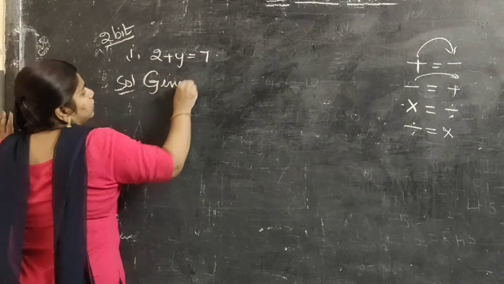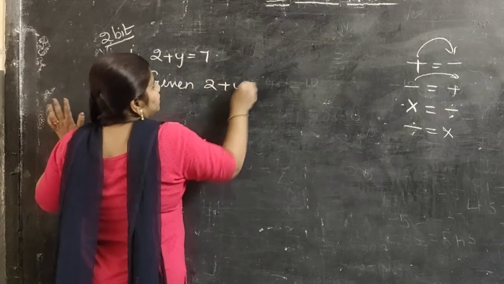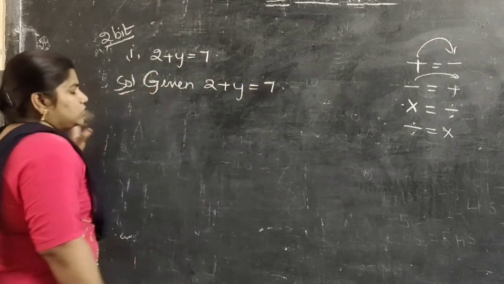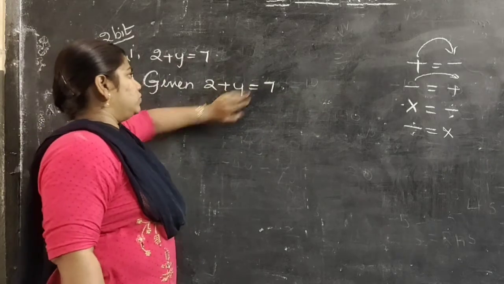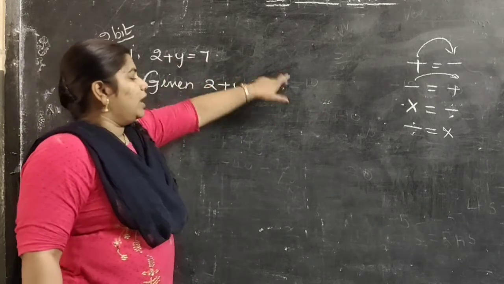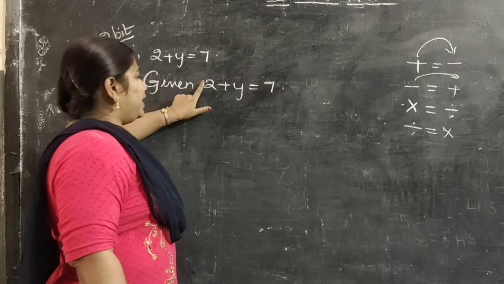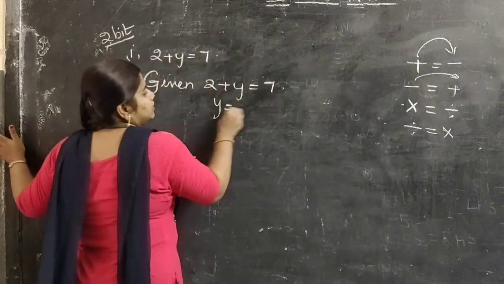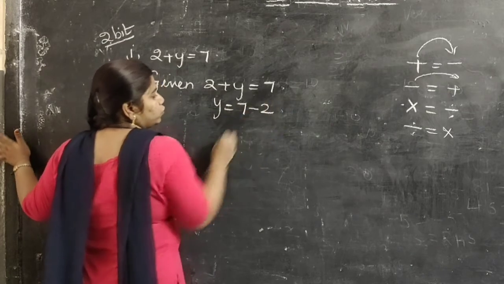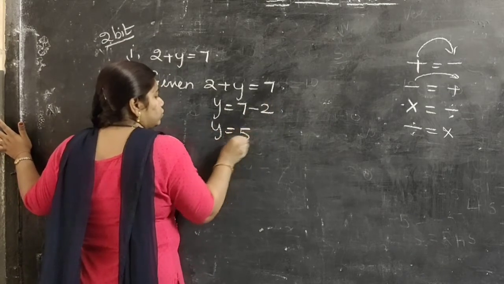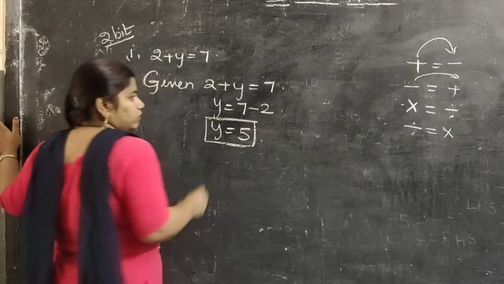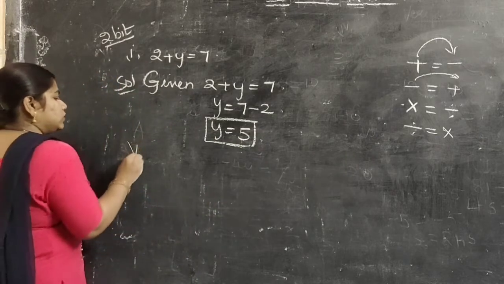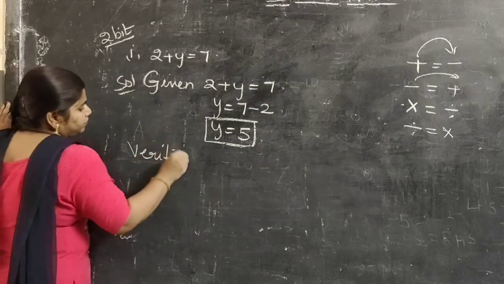Given 2 plus y is equal to 7. So I want only the y value. So I have to send this plus 2 to the other side. If you transpose plus to the other side, that will be minus. So you will get y is equal to 7 minus 2. So y is equal to 5. Now we have to verify also. We have to check.